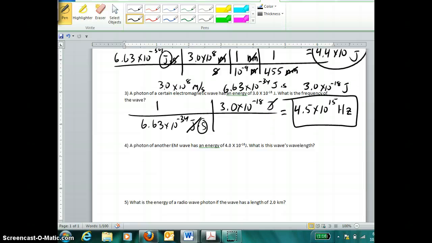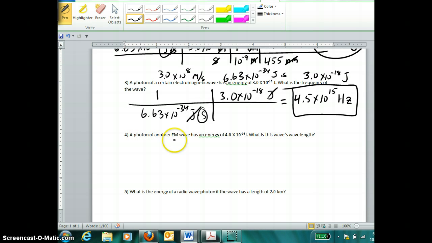And as another example, if I have another electromagnetic wave, I once again have two quantities I immediately know.